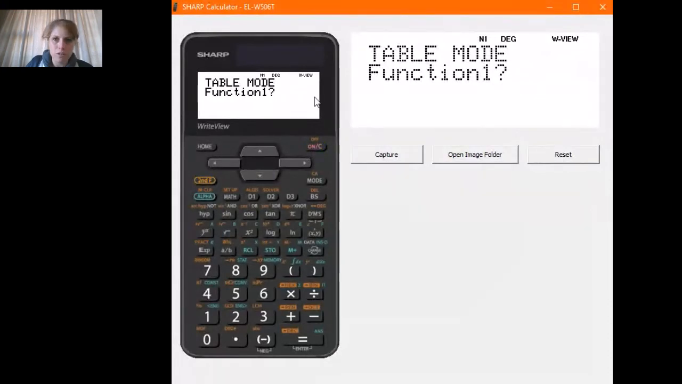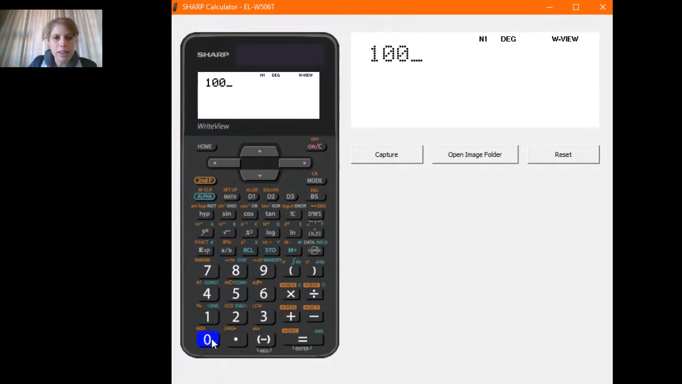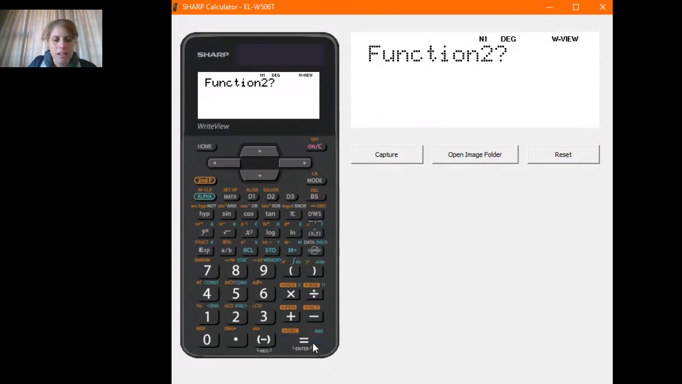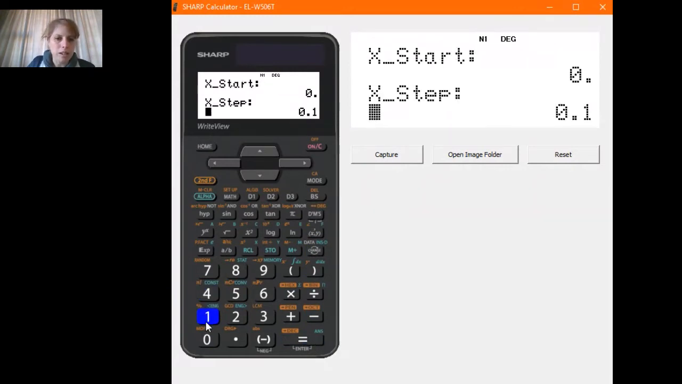So, simple interest. And I'm just going to go through this with you because it's fantastic. We're still in table mode, right? So we're going to say 1,000, open brackets, 1 plus, and let's make our interest rate 5%, so it's 5 over 100. And then when it's simple interest, what we're doing is we're multiplying by our number of years. Okay, so they have to know the formula, so this is great. So we'll just start with this one. Ignore function 2 for now. Let's make our step 1.